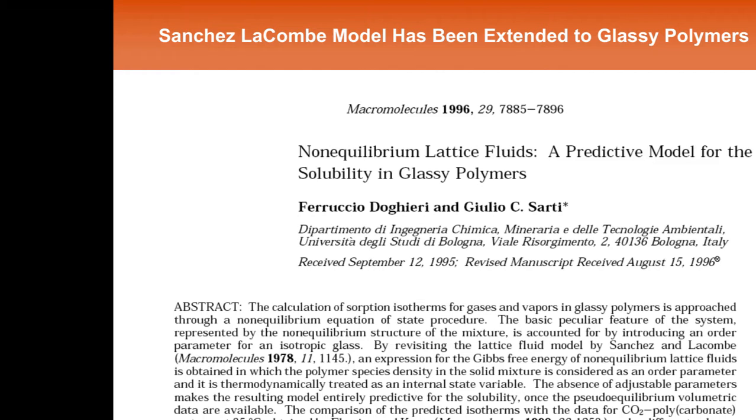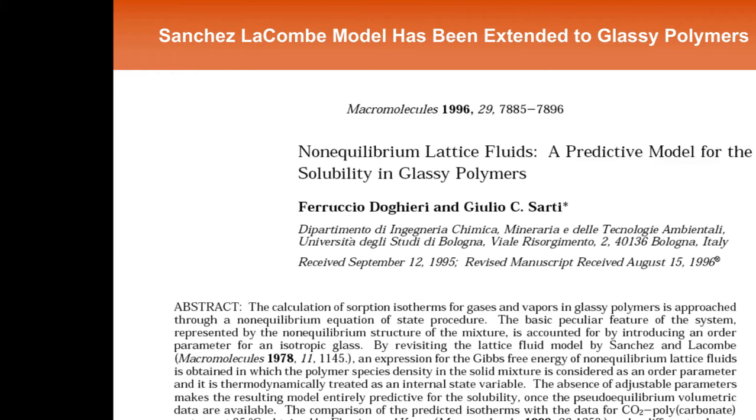And so what Doghieri and Sarti did is they went back into the machinery of the Sanchez-Lacombe model and made a modification to it to reflect the fact that the material could be out of equilibrium. And I'm not going to go through this in great detail. This is the original expression for the Gibbs free energy of a low molecular weight fluid, that's component 1, and a polymer component 2.